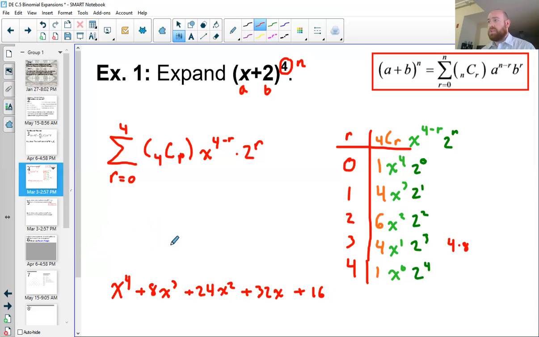Instead of multiplying x plus 2 times x plus 2 times x plus 2 times x plus 2, the binomial theorem allows us to reduce that into a much smaller set of calculations that combine what we learned from counting and probability with what we know about exponents and sequences.